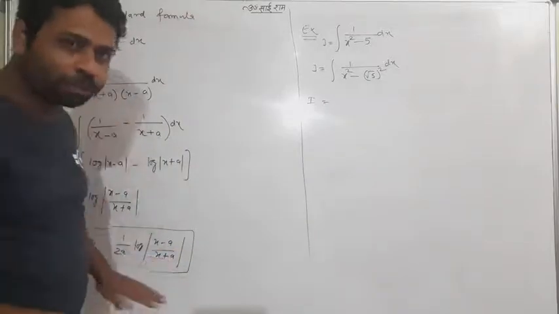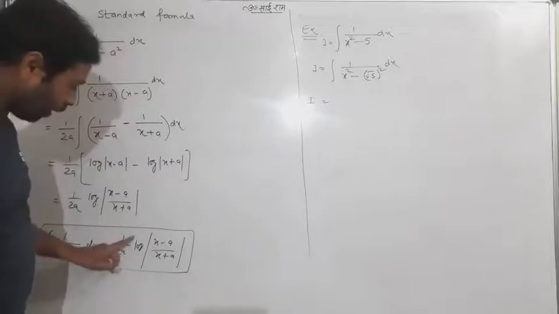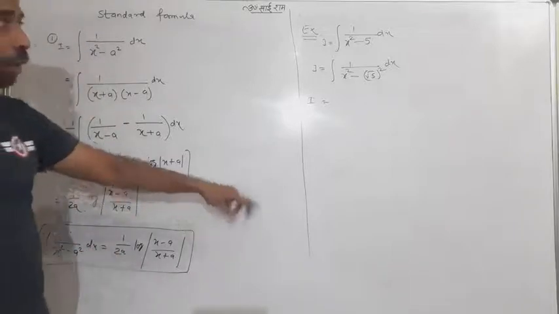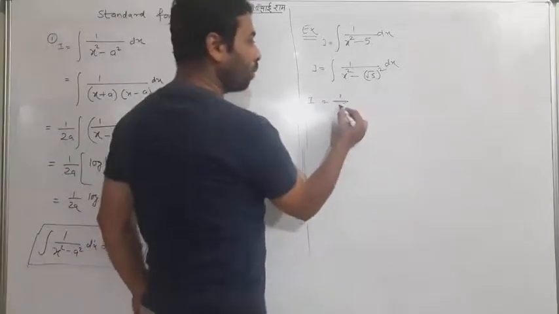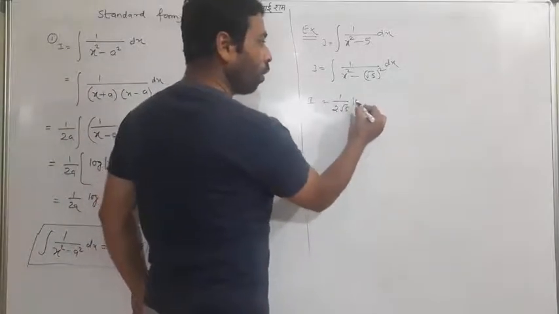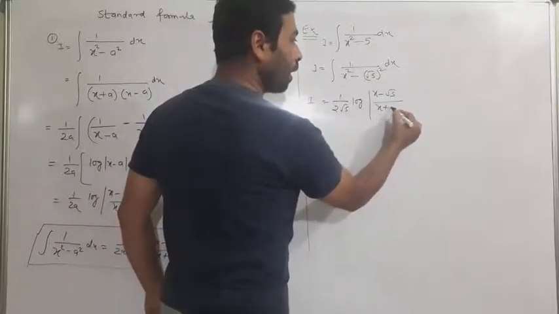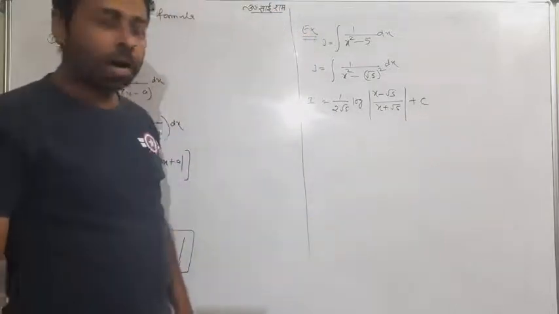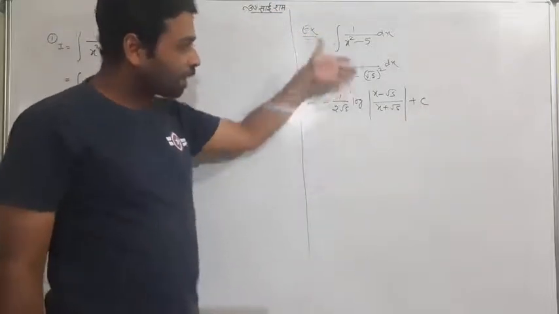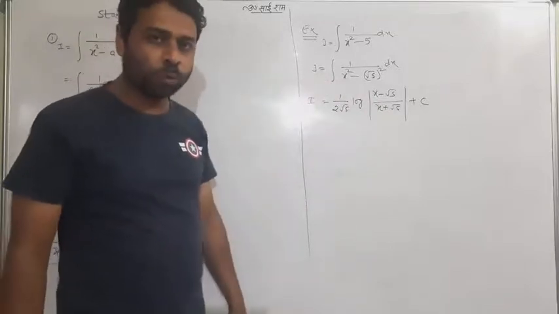That's a very good thing, because you already have obtained a very standard formula, 1 by 2a. Can you compare? Your a is equal to root 5. So your answer is 1 by 2a log of x minus a upon x plus a, plus c. I know that you're pleased to see this answer. Within two steps it is over.